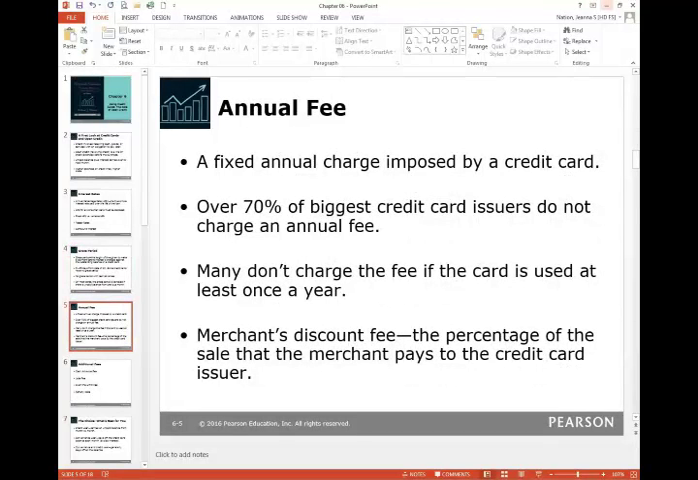Other fees that you might want to look out for are annual fees. This is basically the cost that they're going to charge you to have the card in your wallet at any point in time. So some cards have annual fees, some don't. About 70% of the biggest credit card issuers right now don't charge an annual fee, so make sure that you're looking out for the other 30%.